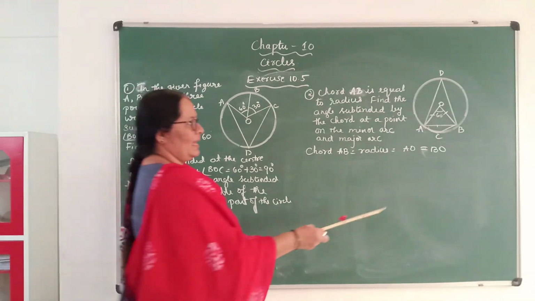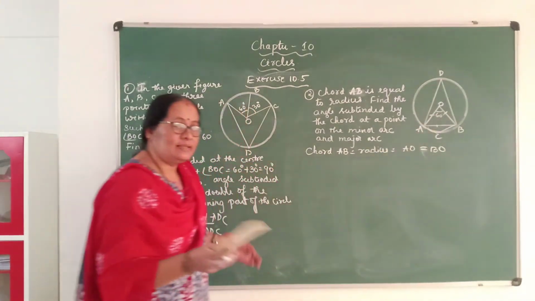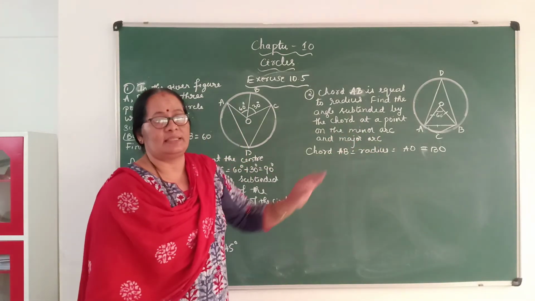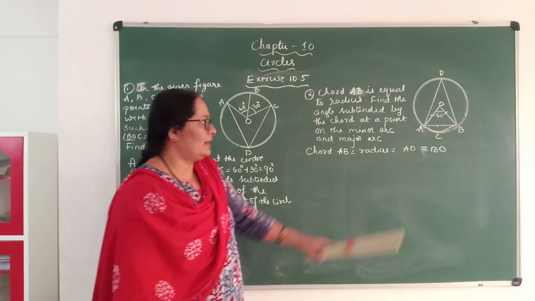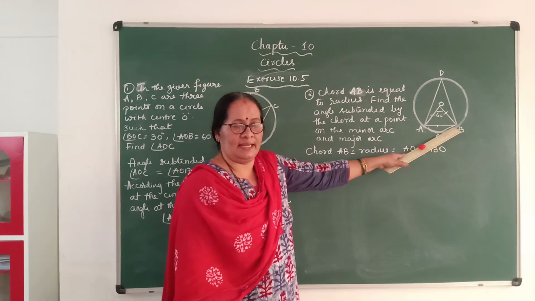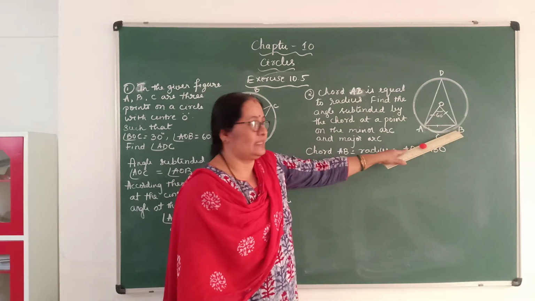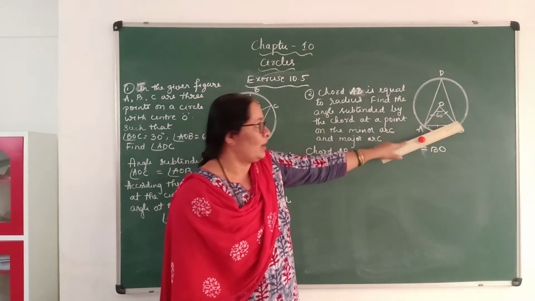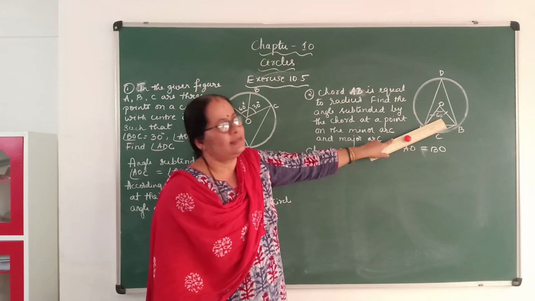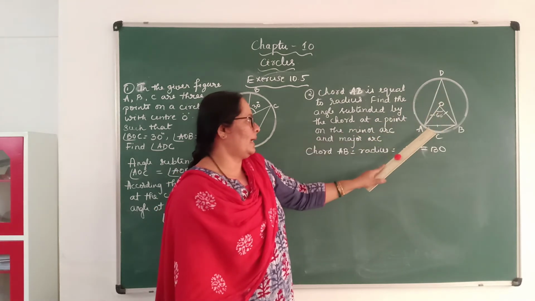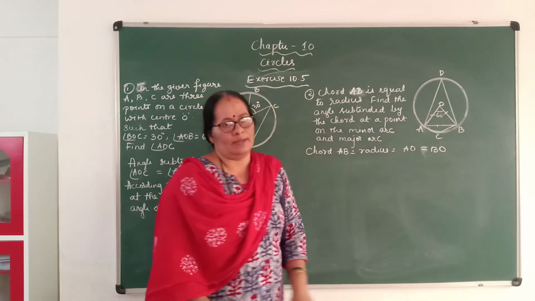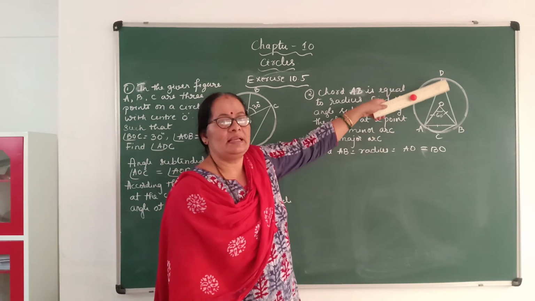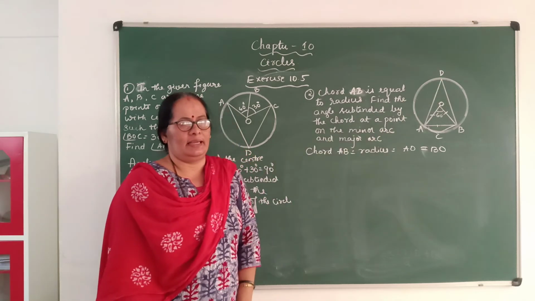So, when each angle is 60 degree, the angle subtended at the center by the chord AB, that is AOB, is 60 degree. When angle AOB is 60 degree, what about angle ADB? Angle ADB equals half the angle of 60 degree, that is 30 degree. That is, the angle in the major arc is 30 degree.